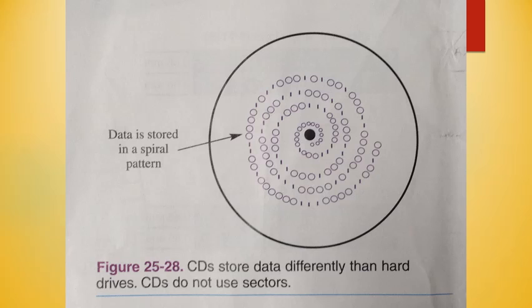Note that the term disk is spelled differently. When talking about CD or DVD technology, the correct spelling is disc. When talking about magnetic storage, the correct spelling is disk with a K.